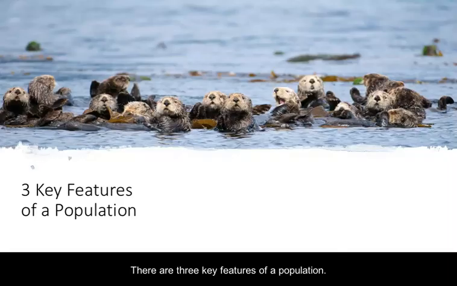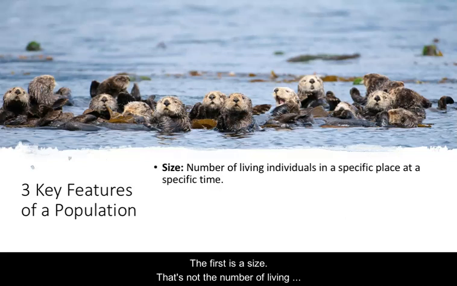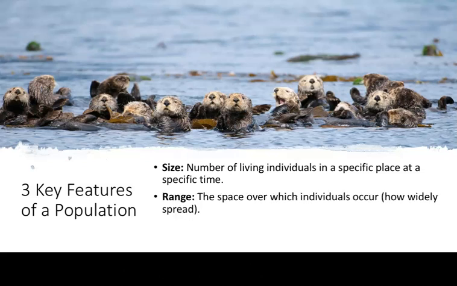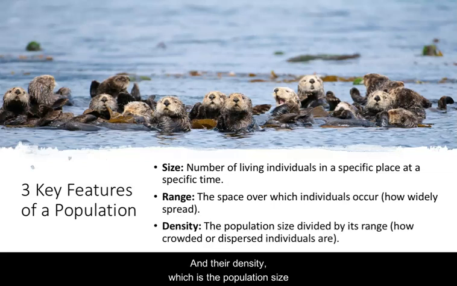There are three key features of a population. The first is the size. That's the number of living individuals in a specific place at a specific time. Secondly, we're interested in the range, the space over which the individuals occur, how widely spread they are. And their density, which is the population size divided by its range. So we want to know how crowded or dispersed the individuals are.